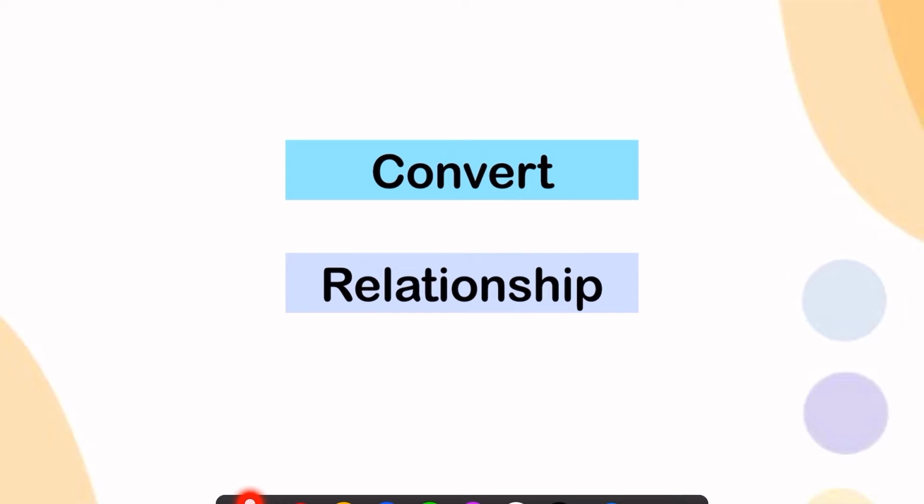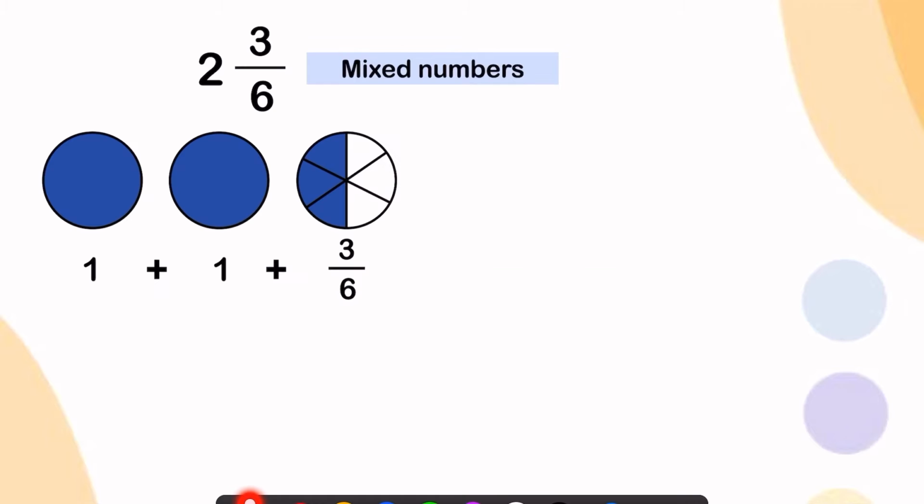I have two words to present to you today. The first one, convert. Convert means change, okay? Change the form. And relationship. Relationship means the way that two things are connected. So I'll show you the relationship between a mixed number and an improper fraction.